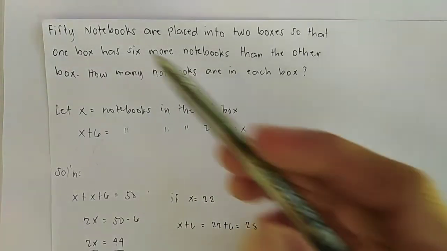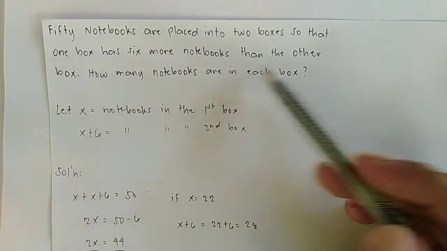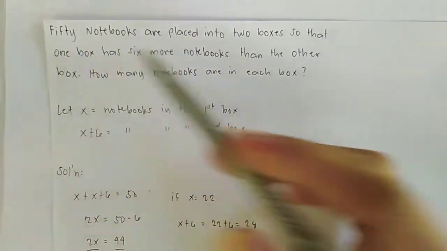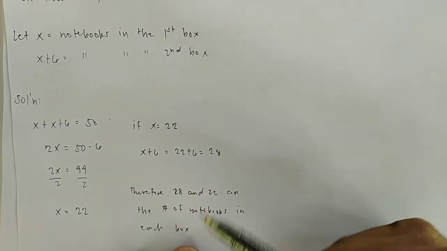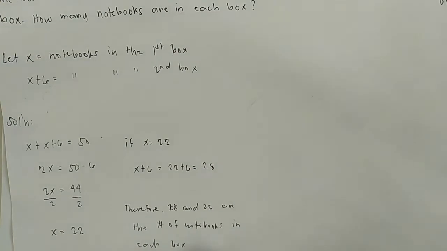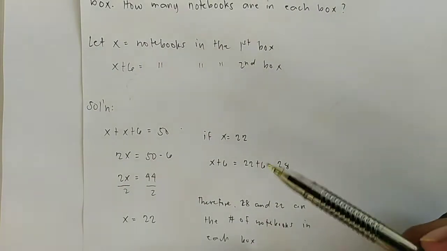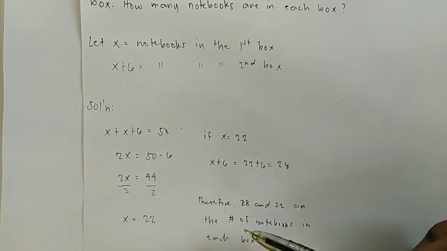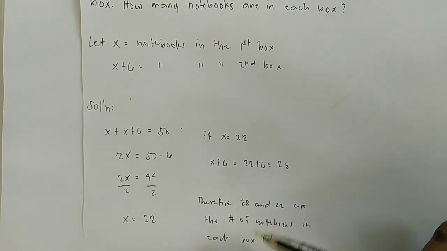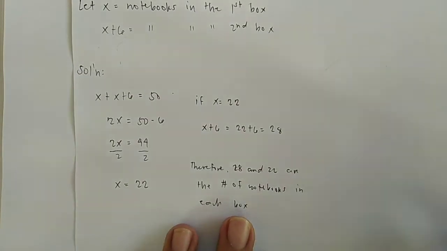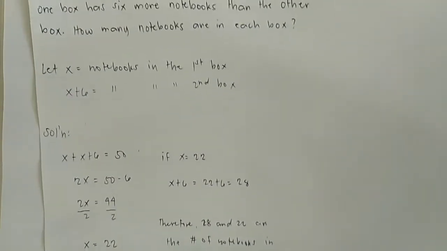Notice that the sum of the 2 boxes, or the amount of notebooks in 2 boxes, is equal to 50. So we have here, if we are going to add 28 and 22, that is equal to 50. Meaning to say, we are correct that the 2 boxes consist of 22 and 28 for the first and second box respectively. So that's all. The correct answer is 22 and 28. Okay, so we have to move to the second example.